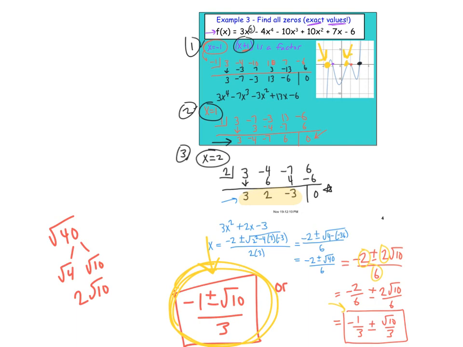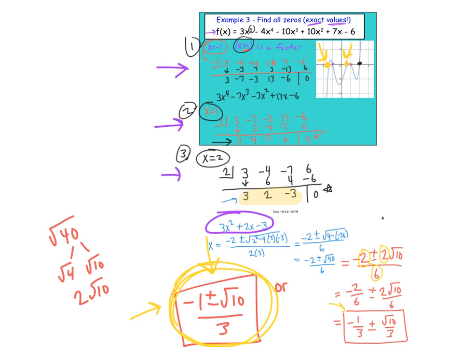Because again, we need to keep these exact. This is considered exact. We didn't round a decimal or anything. It's an exact value. Okay, so that's the process. You really need to go to the graph first, use a rational zero, do your synthetic process. Sometimes you have to do that again and again until you get down to a quadratic. Then that's when you're going to get the quadratic formula out, and you're going to be able to get the exact values for the other ones.